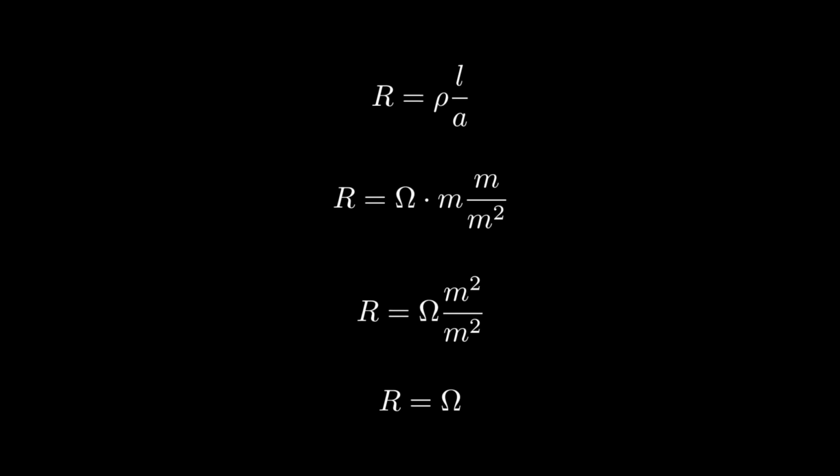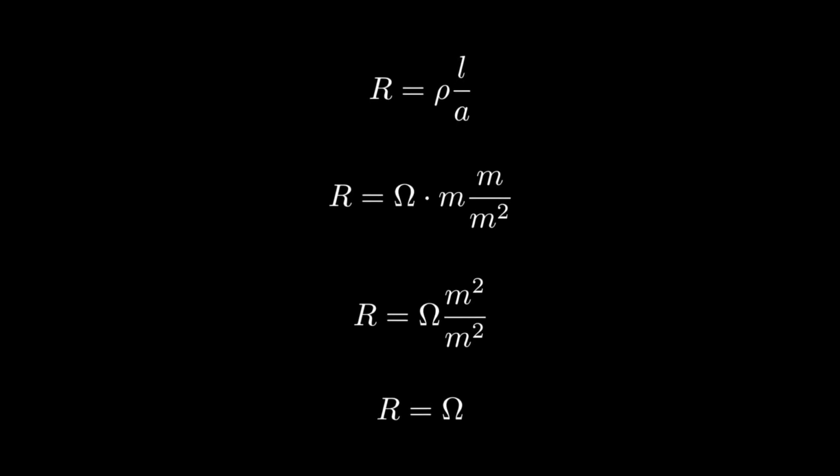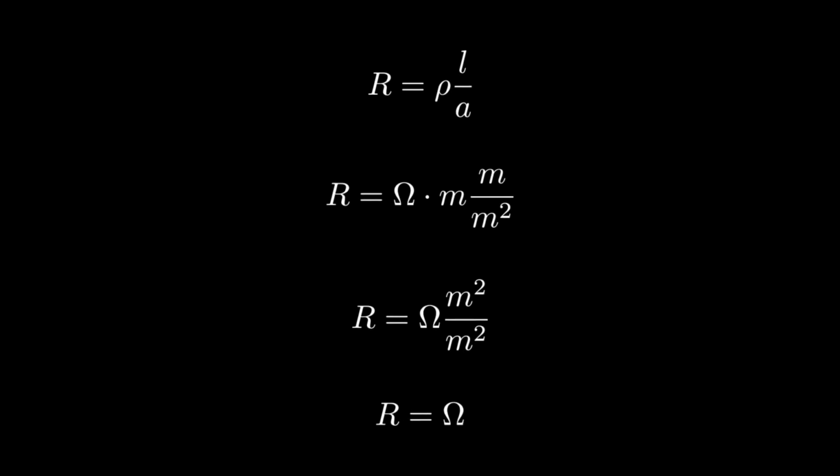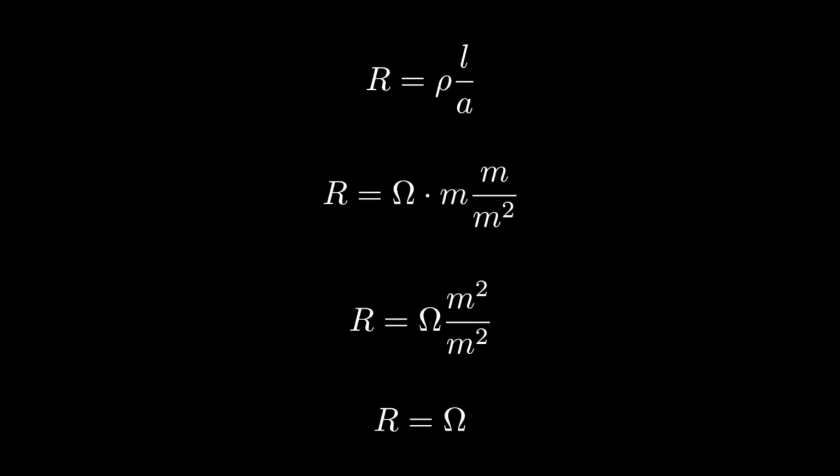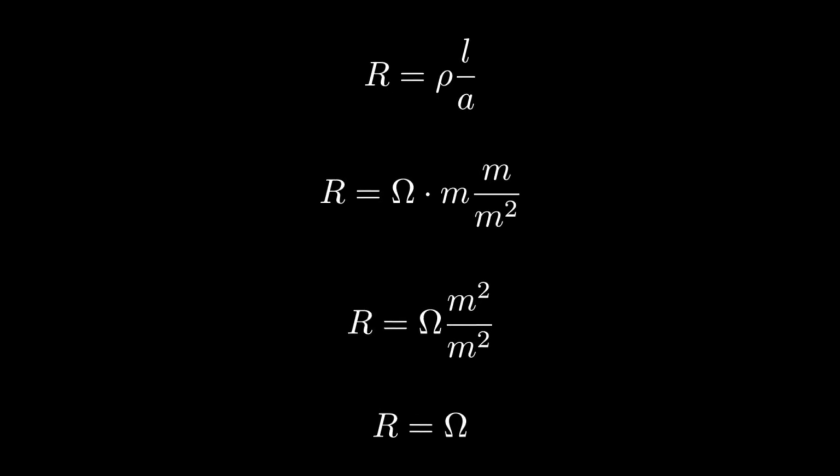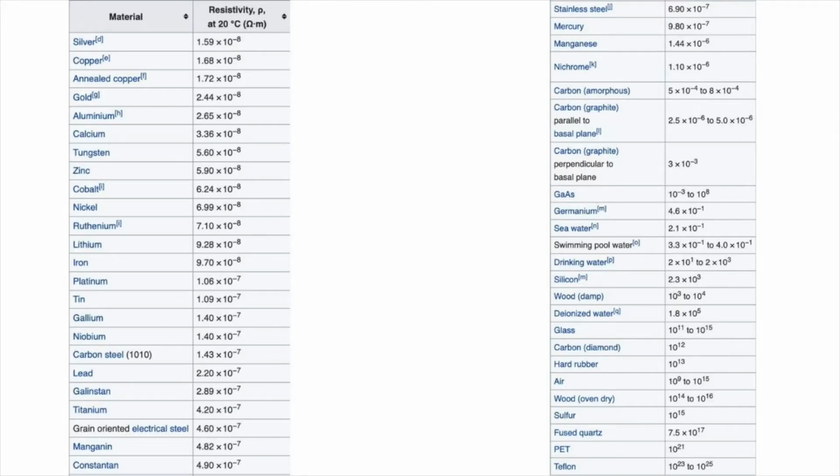This makes sense. We want a resistor to give us a certain resistance measured in ohms. By multiplying the resistivity by length in meters and then dividing by the area in meters squared, we are left simply with ohms. Let's take a look at the resistivities of some common materials.